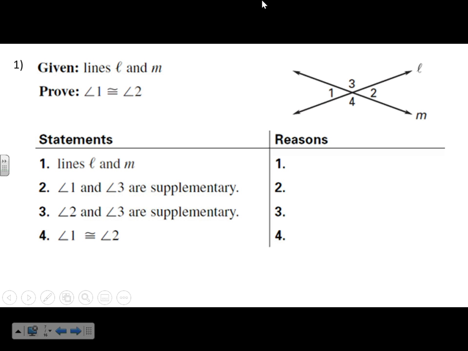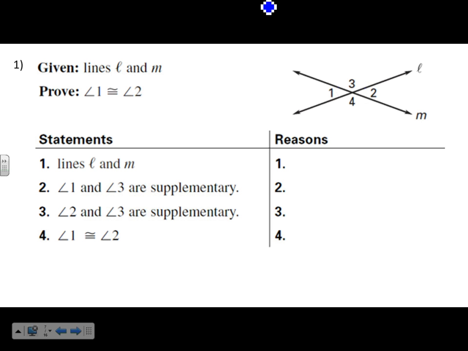So let's do this proof really quick. It says, given lines L and M, prove angle 1 is congruent to angle 2. Now, you might look at this, and some of you are going to say, well, they're congruent to each other because they're vertical angles, and due to the vertical angle theorem, they are congruent. And if you said that, you would absolutely be correct. However, they are having you fill in the blanks for this, so they're looking for something different than the vertical angle theorem, but I want to make sure you realize that that is true.